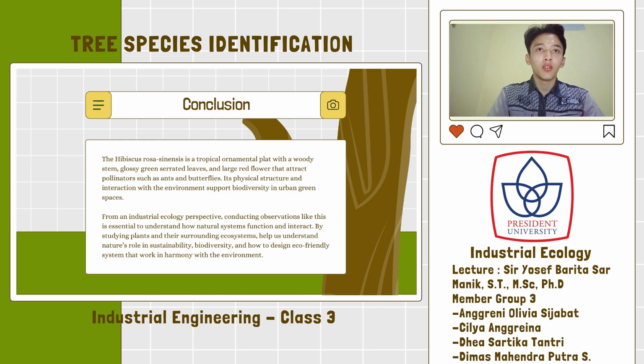From an industrial ecology perspective, conducting observations like this is essential to understand how natural systems function and interact. Studying plants and their surrounding ecosystem helps us understand nature's role in sustainability, biodiversity, and how to design eco-friendly systems that work in harmony with the environment.